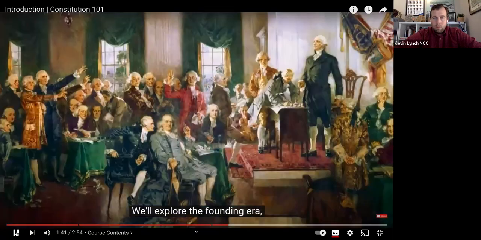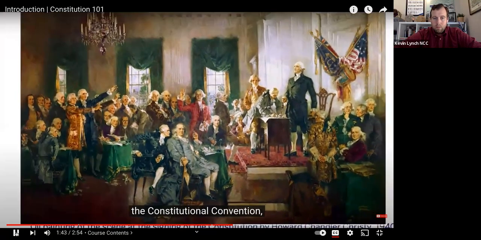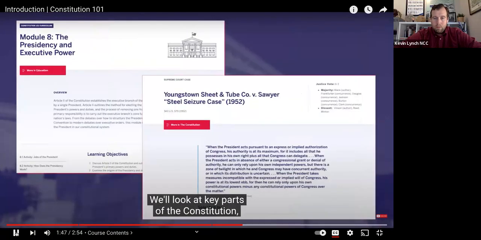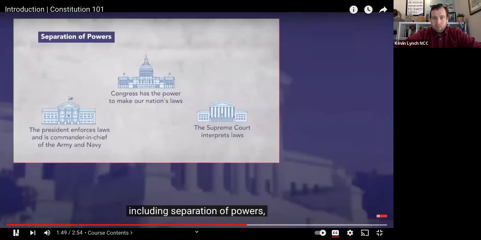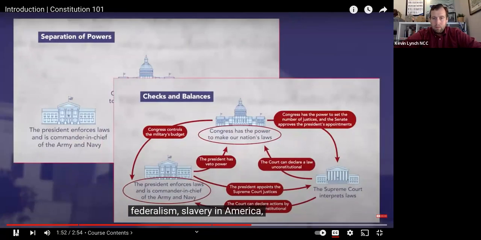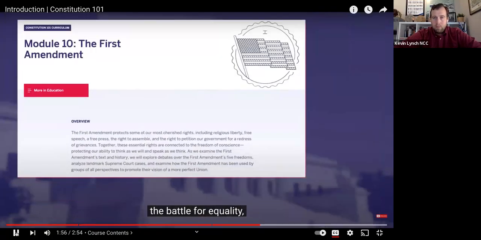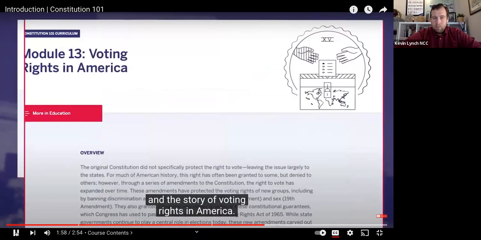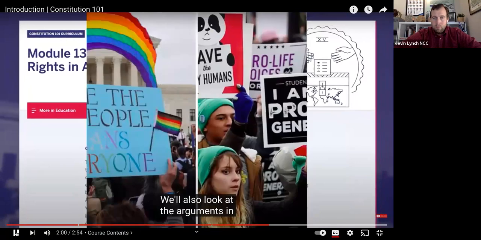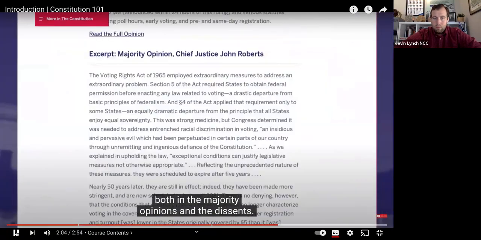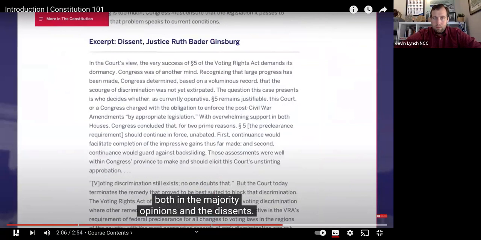We'll explore the founding era, the Constitutional Convention, the ratification debates, the creation of the Bill of Rights. We'll look at key parts of the Constitution, including separation of powers, federalism, slavery in America, free speech, digital privacy, the battle for equality, and the story of voting rights in America. We'll also look at the arguments in landmark Supreme Court cases, both in the majority opinions and the dissents.